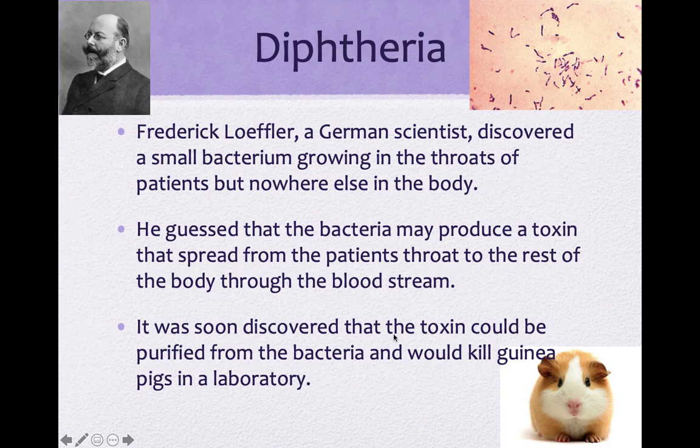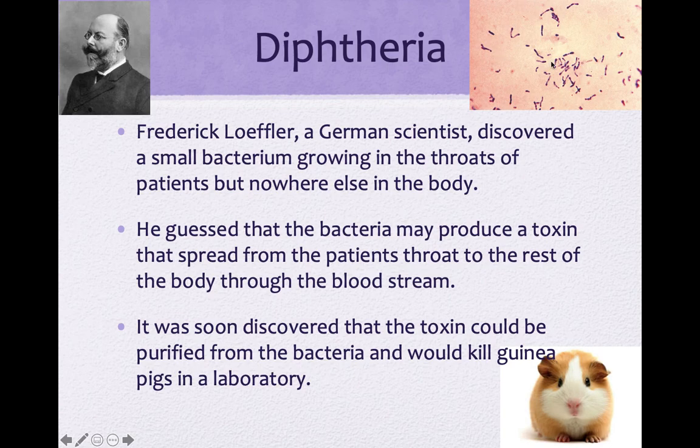And it was very quickly discovered by a bunch of other scientists in Germany that this toxin did indeed exist. You could grow diphtheria bacteria in a lab, purify this toxin away from them, and use that toxin in a syringe to inject it into a guinea pig, and that guinea pig would die. Now, it would not develop a diphtheria infection. It did not come in contact with the organism itself, this bacteria itself.